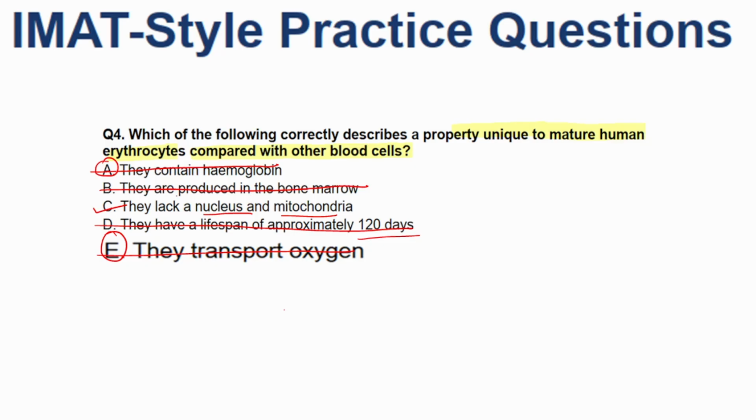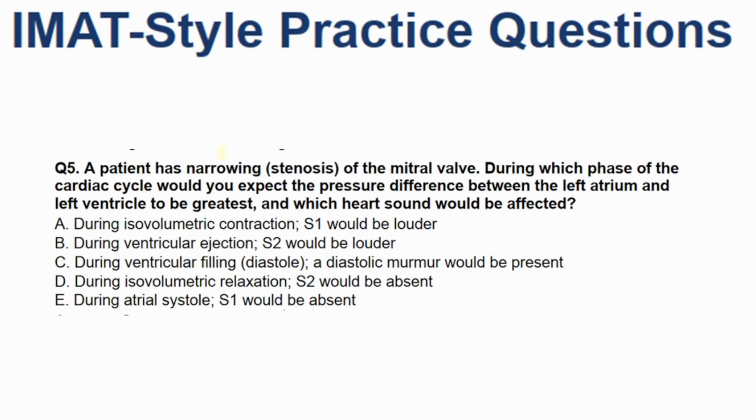We are halfway through our practice session with question 5, which bridges basic anatomy with real-world clinical pathology. The question presents a scenario involving a patient who has stenosis of the mitral valve and asks, when the pressure difference between the left atrium and left ventricle is greatest, which heart sound or acoustic phenomenon would be expected. To understand why, let's look at when the mitral valve is supposed to be doing its job.